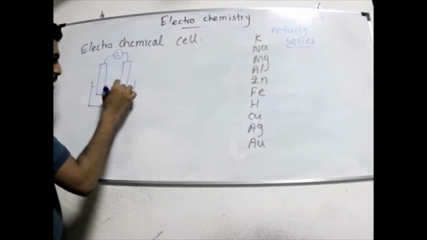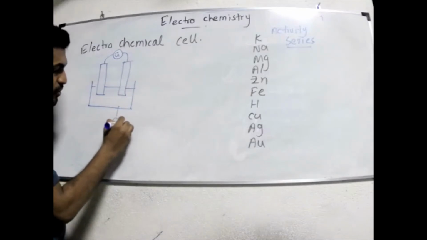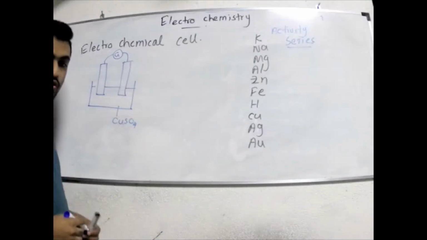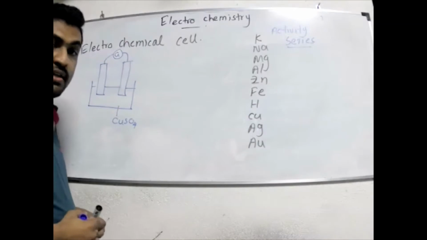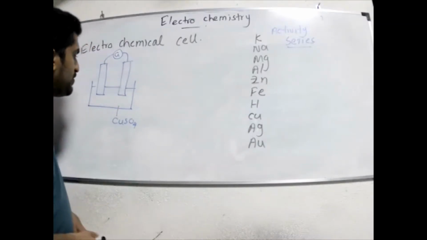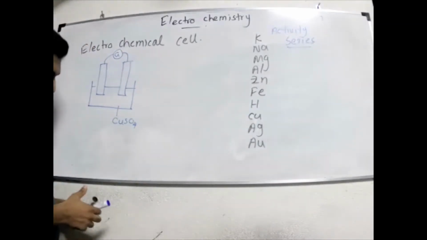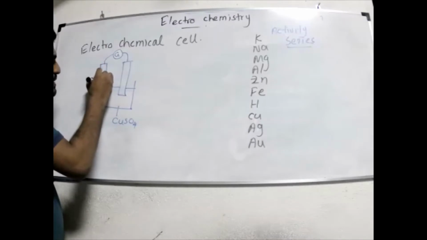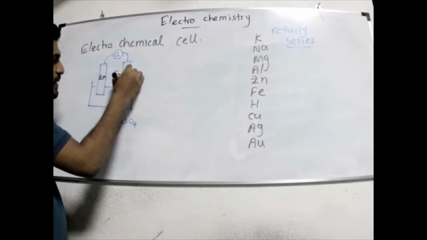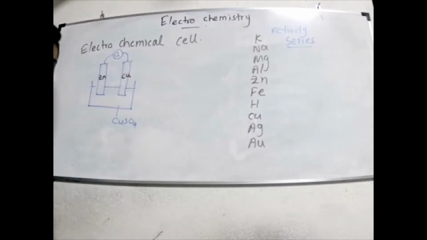Then I can use a solution here called copper sulfate. I can use a solution called what? Copper sulfate solution. This metal is zinc while this metal is copper. Okay, now?